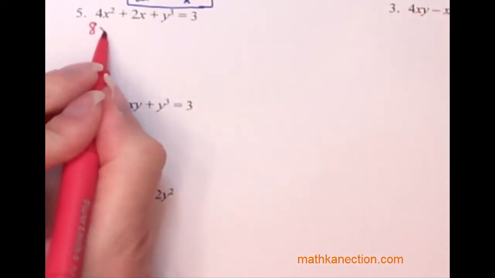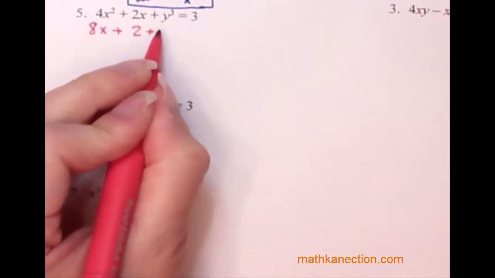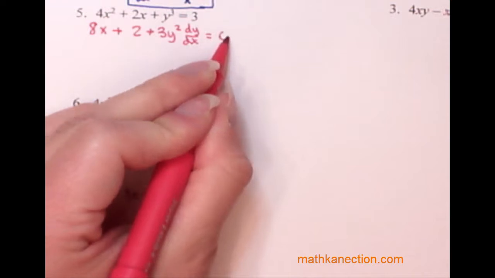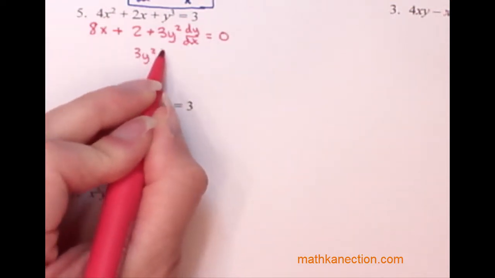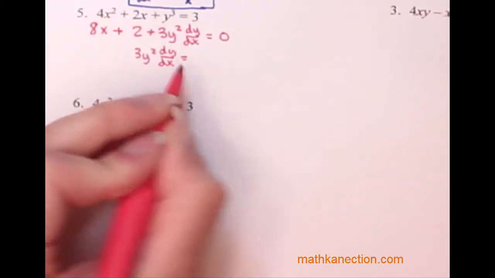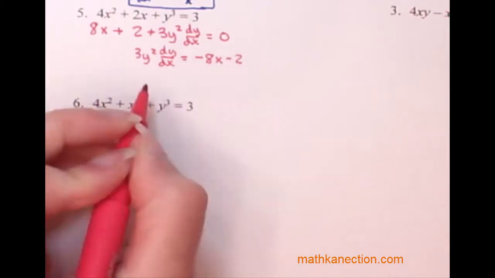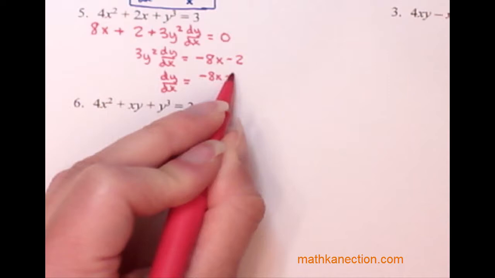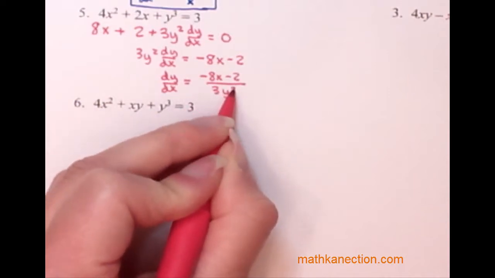Derivative of 4x squared is 8x, plus derivative of 2x is 2, plus derivative of y cubed is 3y squared dy/dx is equal to derivative of 3, which is 0. Moving over the 8x and the 2, we'll have negative 8x minus 2. So dy/dx, dividing both sides by 3y squared, is negative 8x minus 2 all over 3y squared.